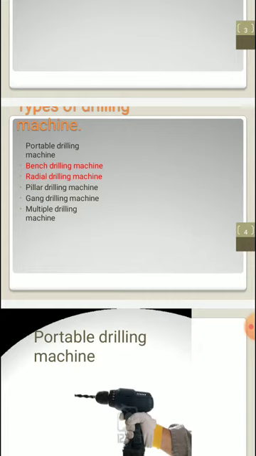Then there are the next versions which are used in the industries. One is the bench drilling machine, then the radial drilling machine, pillar drilling machine, gang drilling machine, and multiple drilling machine. So first is portable, second is the bench, third is the radial, fourth is the pillar, fifth is the gang drilling, and sixth is the multiple drilling machine. So there are actually 6 different types of drilling machines used for different purposes.